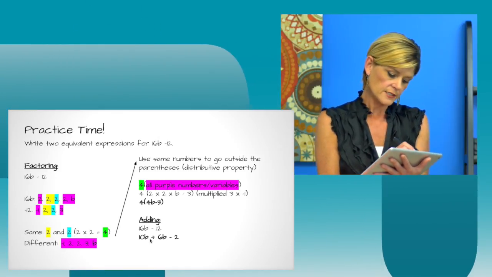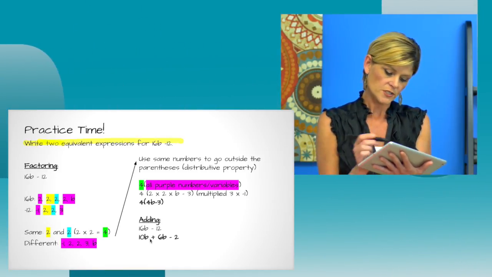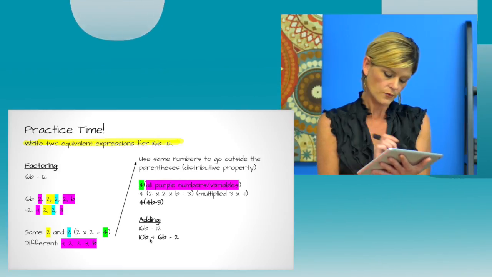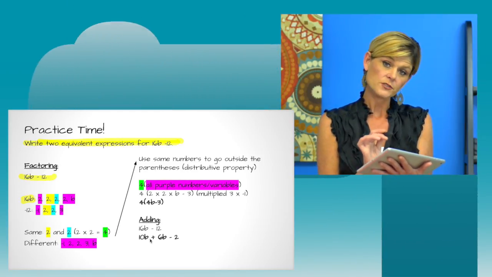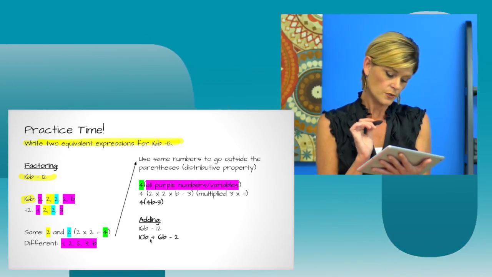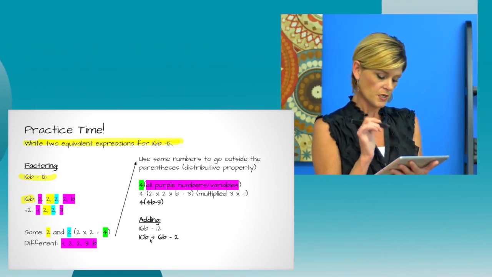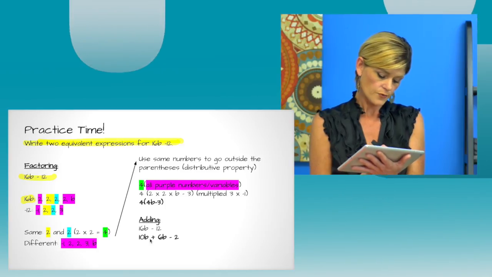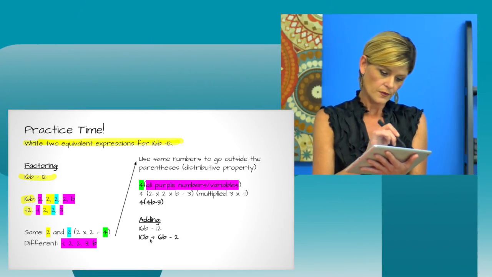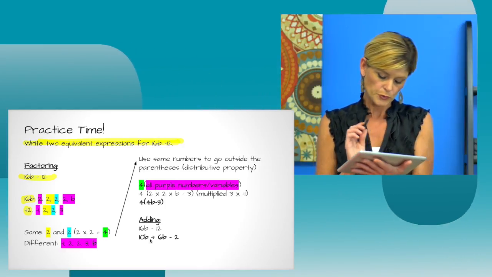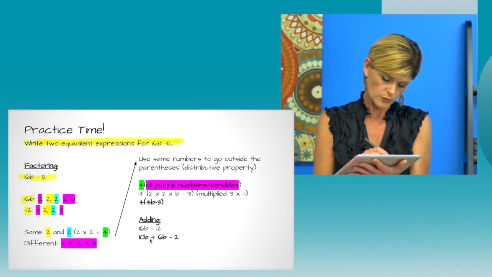Okay, the question asks us to write two equivalent expressions for 16b minus 12. First, let's factor. We have 16b. The factors of 16b are 2, 2, 2, 2, and b. 4 2's and a b. And then for negative 12, the factors are negative 1, 2, 2, and 3. Okay, don't worry about the colors, purple and blue and green right now. Just focus on these 2's.